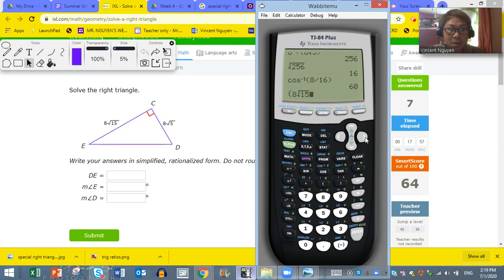Now make sure you get out of the radical, close the parentheses, square, and then plus, do it again for 8 root 5. So 8 square root 5, get out of the radical, close, square, and then enter. 1280. So now I'm going to square root that. 1280. Let's hope that it's going to be a nice number. Nope, it's not. So we have to simplify this, right?